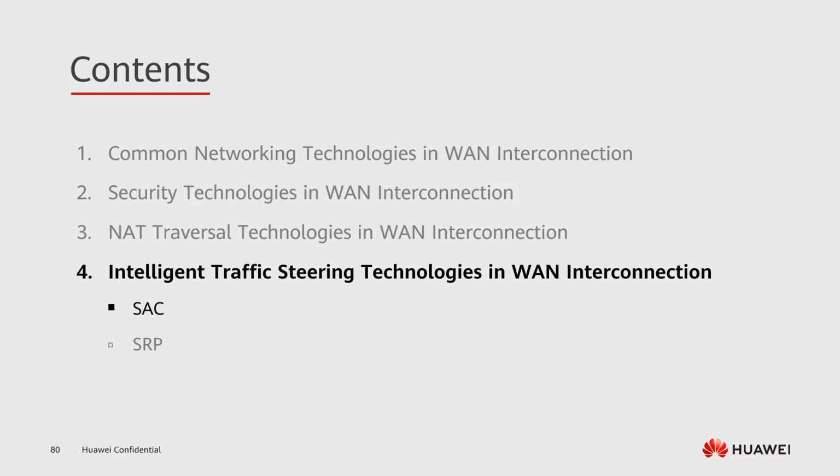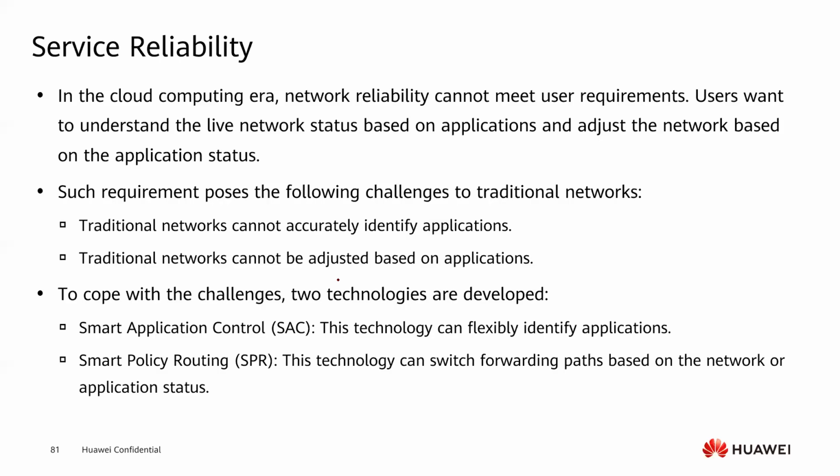Okay, so let's look at the last one. The last one is intelligent traffic steering. We talk about the SAC and the SRP. Those two we already talked about in the last slide. So here we briefly check the SAC and the SRP.